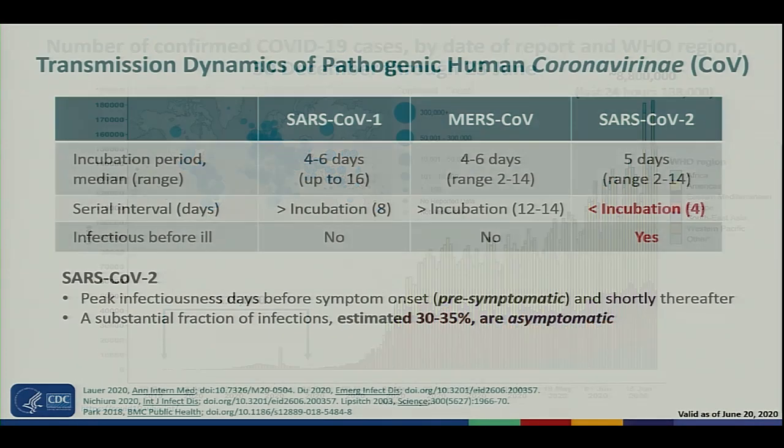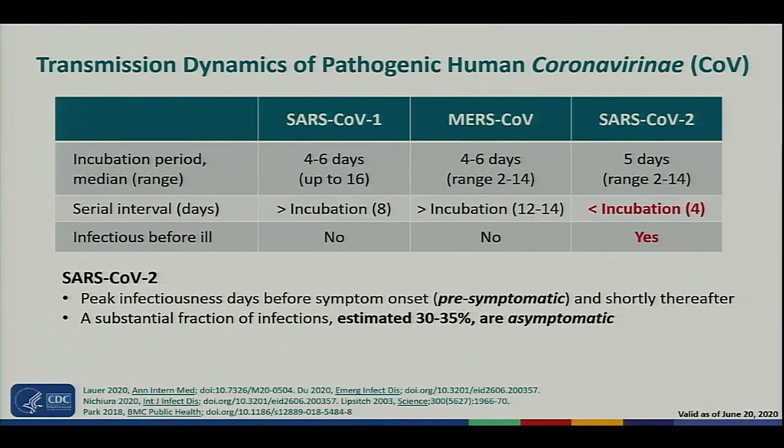Next slide, please. So I want to spend a little time on this slide to explain that despite the close genetic relatedness of SARS-CoV-1 and SARS-CoV-2, this new virus, SARS-CoV-2, differs from both SARS-CoV-1 and MERS-CoV in 2 very important ways. First, although the incubation periods are about the same, the serial interval for SARS-CoV-2 is shorter than its incubation period, and this means that infected persons can be infectious to others and transmit the virus before they develop symptoms, and that has not been observed for SARS-CoV-1 and MERS-CoV.